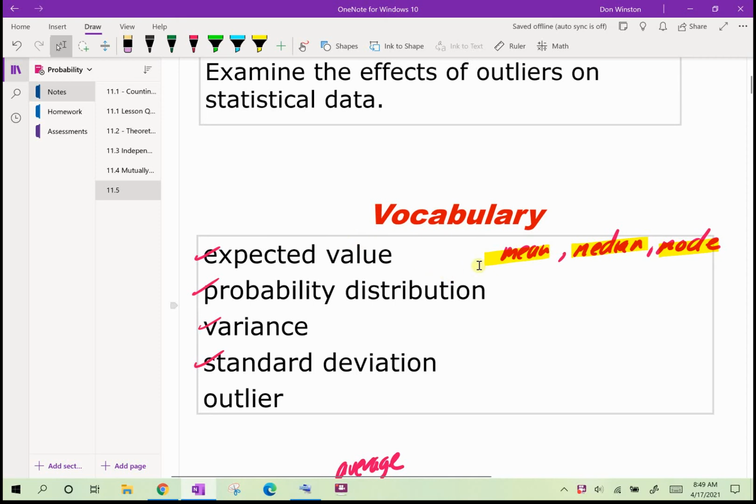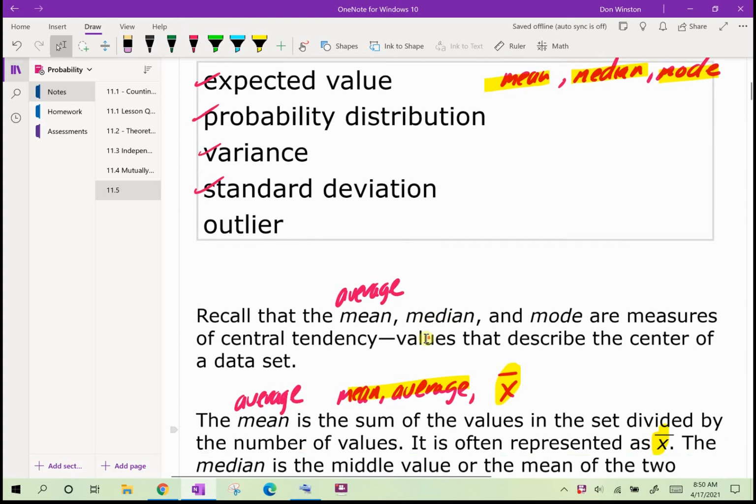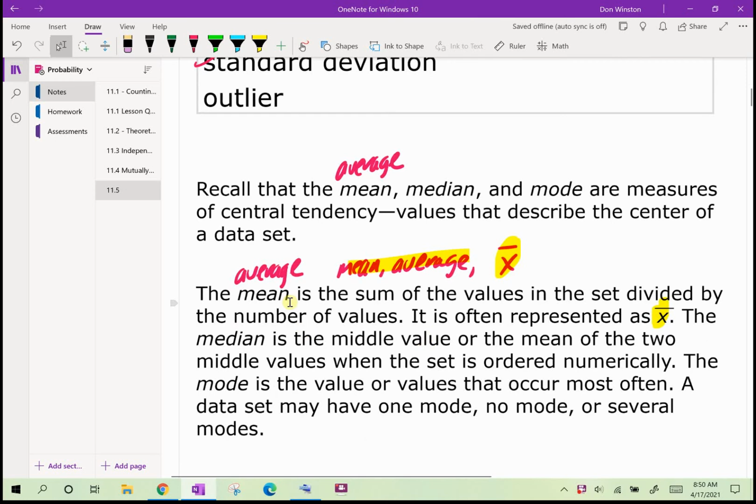But you have seen, and they didn't list these as vocab terms because they assume you already know it, and I'm sure you do. Vocab terms: mean or average, median, and mode. So recall that the mean or average, median, and mode are measures of central tendency, values that describe the center of a data set. The mean or average is the sum of values in the data set divided by the number of values. Mean and average mean the same. It is often represented as X bar.